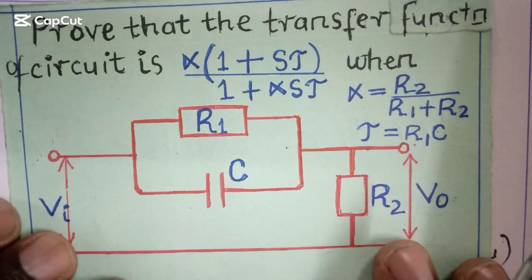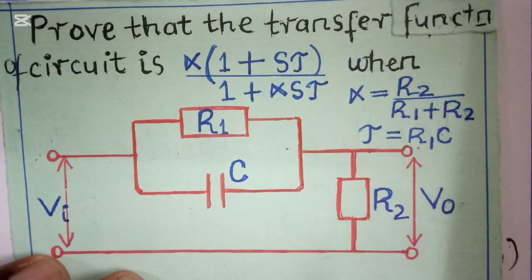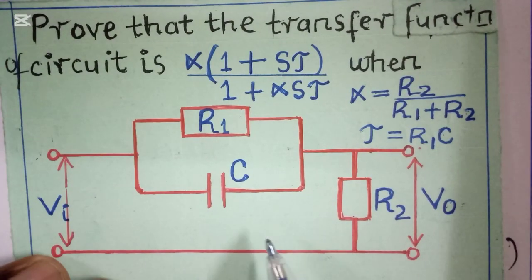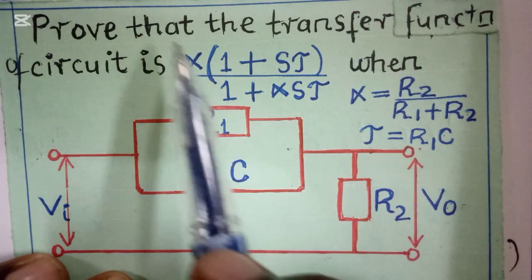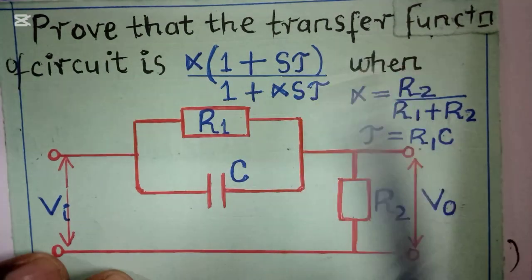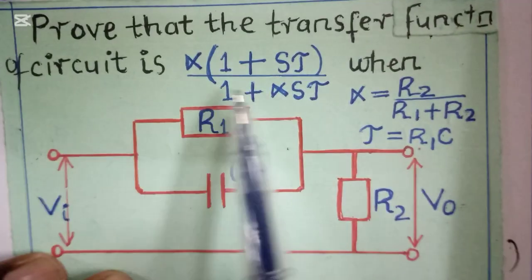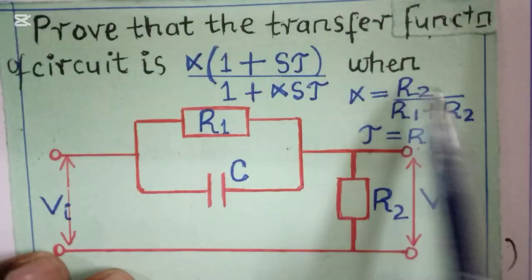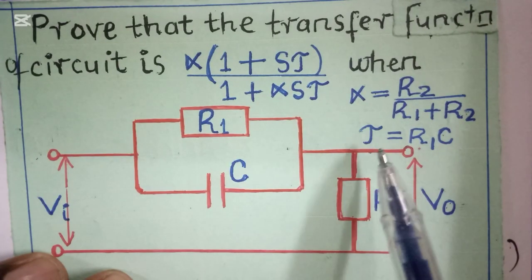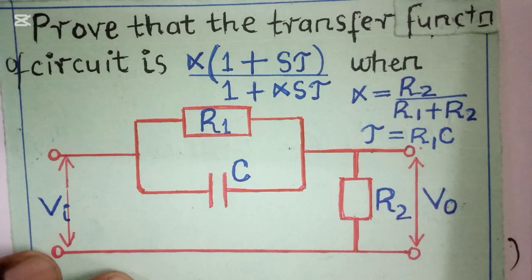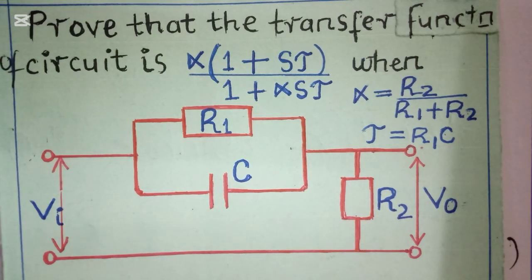Guys, once again we do a question here on electrical system modeling, and I read the question first. Prove that the transfer function of the circuit is as given, when these two conditions are given. And so guys, we continue.